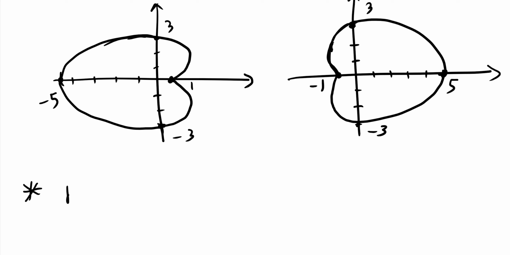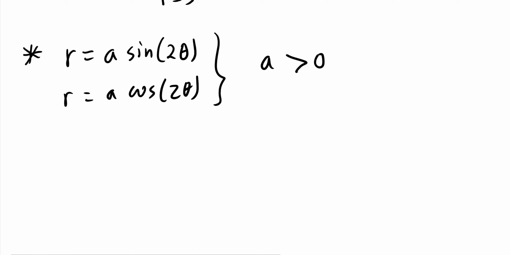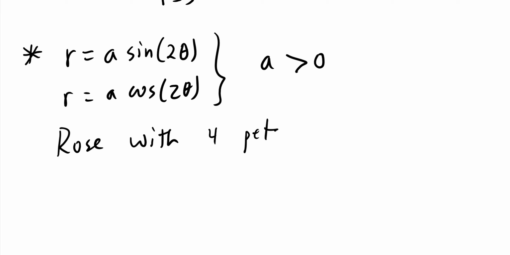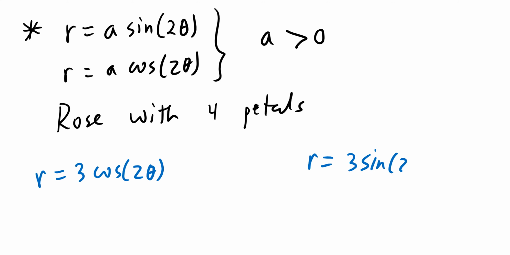The last part we're going to do is those that come in the form a sine 2 theta, like the double angle one, and a cosine 2 theta. In this case, a is always positive. We consider it positive all the time. Those are going to look like a rose, which we call a rose with 4 petals. So how does that look for cosine, for example? Let's say r equals 3 cosine 2 theta, and we're going to see r equals 3 sine 2 theta, the difference.